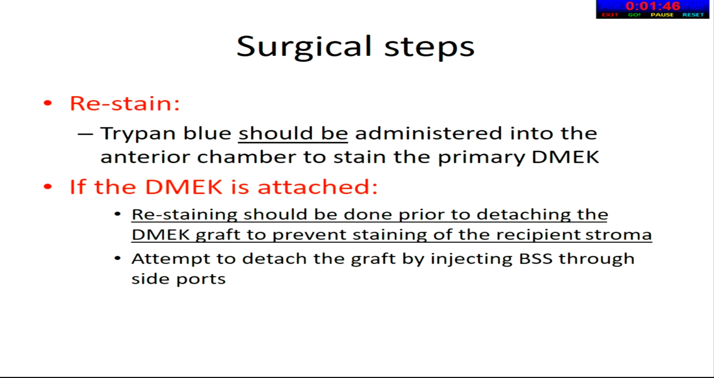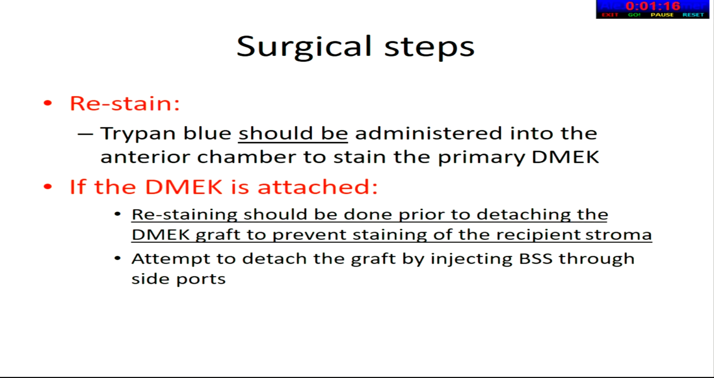So surgical steps, as we've talked about, trypan blue should be administered into the anterior chamber to stain the primary DMEK, which is upside down. So you'll be staining on the Descemet's membrane side. However, if it is attached, restaining should be done prior to detaching the DMEK graft so that you don't stain the recipient stroma, causing confusion. And you can attempt to detach the graft by injecting BSS through the side ports.